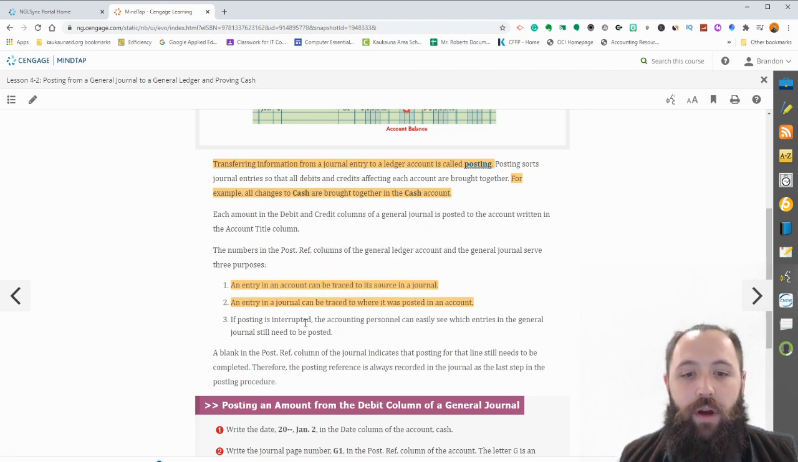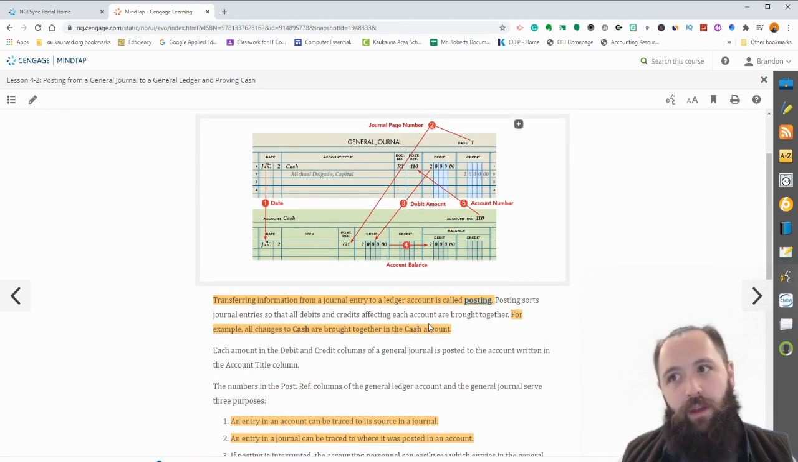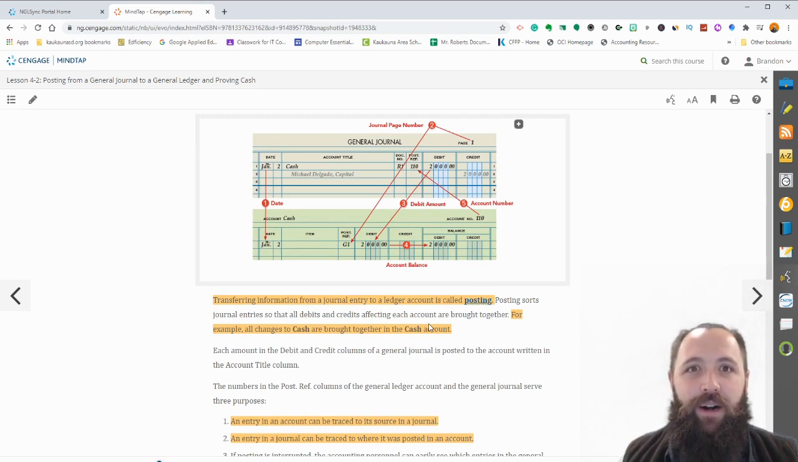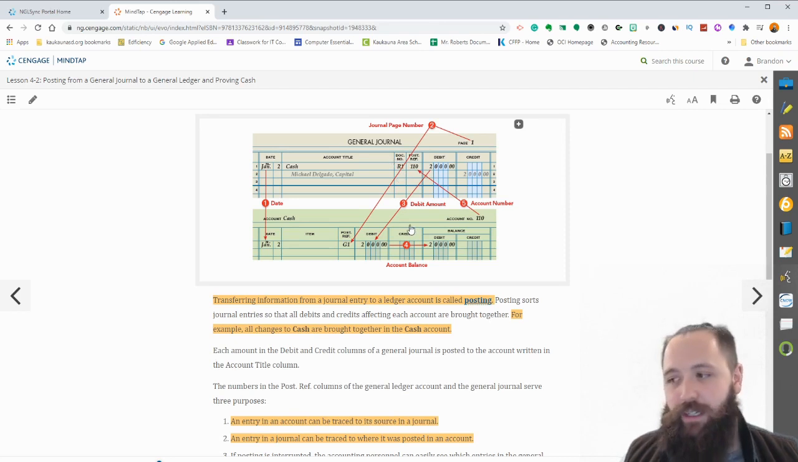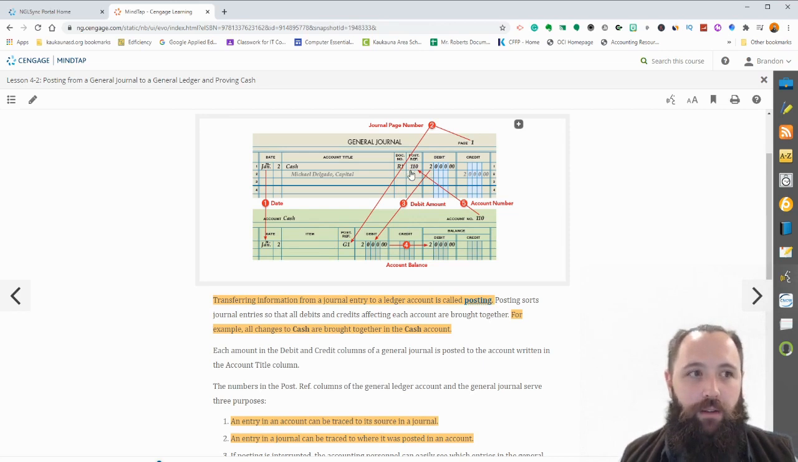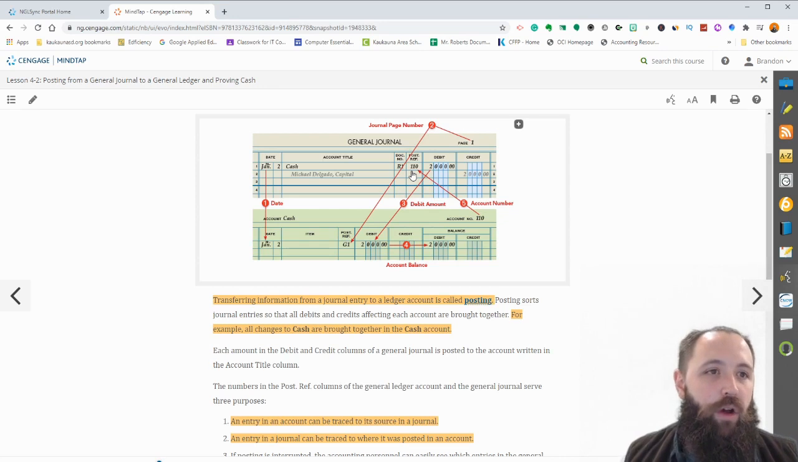And then if posting is interrupted, the accounting personnel can easily see which entries in the general journal still need to be posted. You guys, this is what I was talking about before, where you went through and in the general journal, you just wrote down everything. Well, this is exactly why I told you not to do that, okay? Because now we're at a point where, let's say we need to stop in our accounting practice because we need to, I don't know, use the restroom, or our shift is over and we're going to come back to it tomorrow.